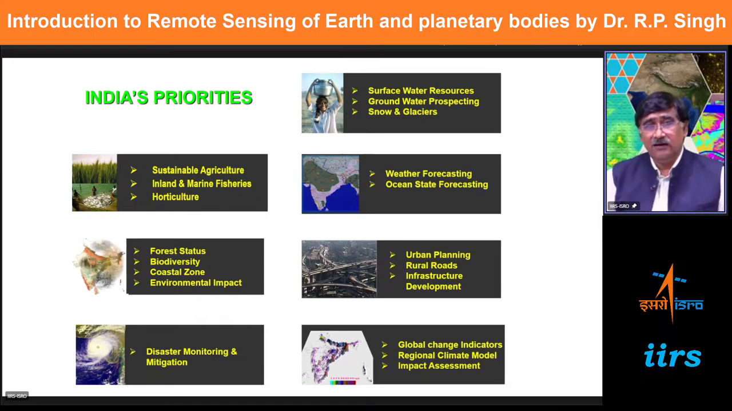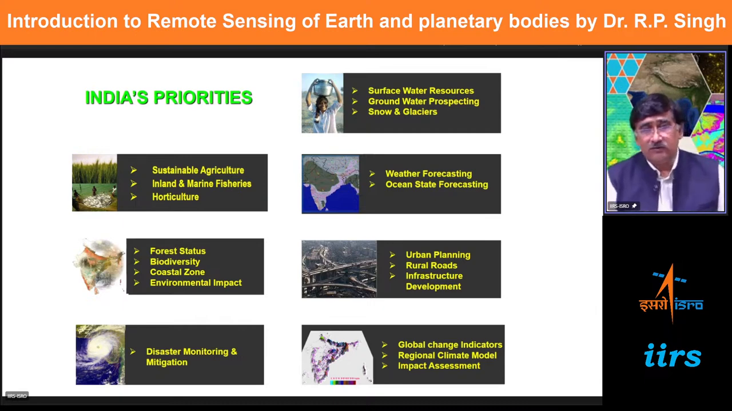What are our Indian priorities? Why is this particular space mission done? The main purpose of these space missions is our priorities in the fields of agriculture, fisheries, horticulture, forests, biodiversity, and environmental impacts. Disaster is one of the important elements: whenever there is the monsoon season, there are lots of floods, and many times drought. This happens, so we have to monitor them. Cyclones are there, one of the challenging areas where satellites play a very important role. Surface water resources, groundwater, weather forecasting, ocean state forecasting. Urbanization is increasing, so we have to do urban planning, rural road networks, climate change. So all these things have to be observed, quantified, and these are our priority areas.